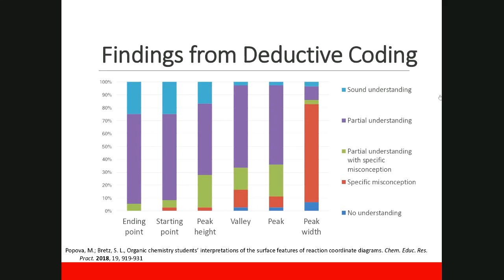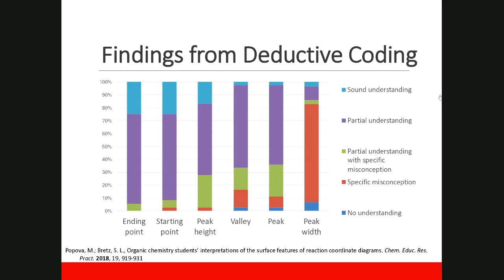And finally, we move on to the most challenging feature of reaction coordinate diagrams, the peak width, because almost all of the students in our study told us that peak width represents either time or speed. So for example, if a student was looking at a reaction coordinate diagram with 2 peaks, they will tell us that the peak that is wider takes longer, that reaction step takes longer than the other reaction step where the peak is not as wide.